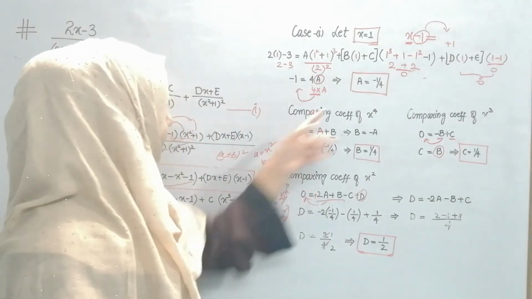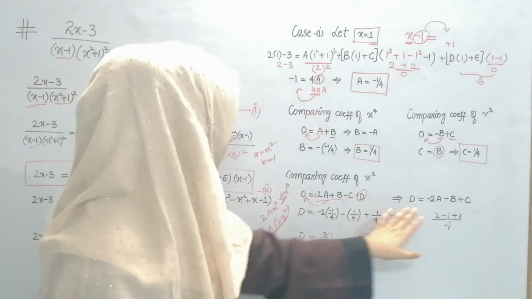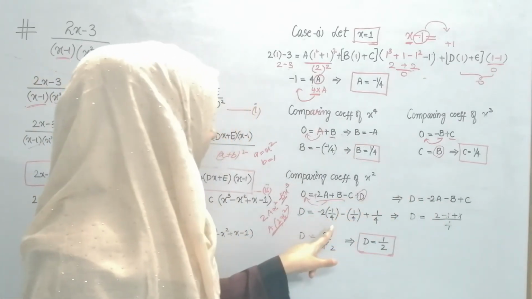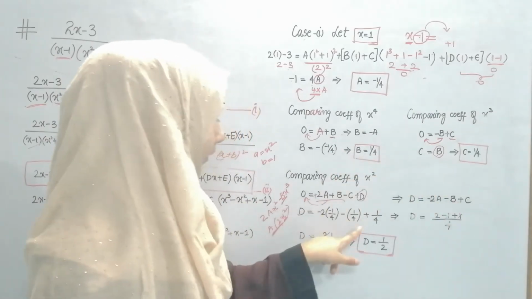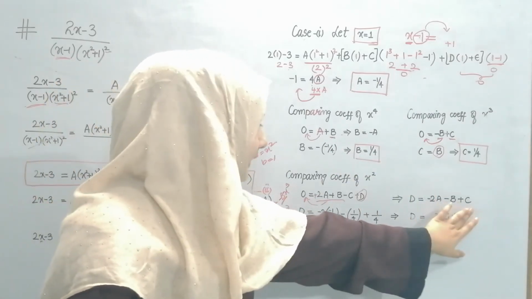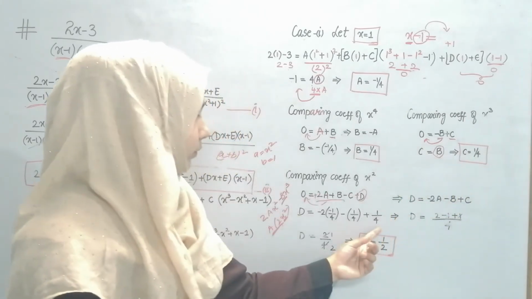Minus 2 into what is a? Minus 1 by 4. Minus as it is. What is b? 1 by 4, as it is. Plus c. What is c? 1 by 4.